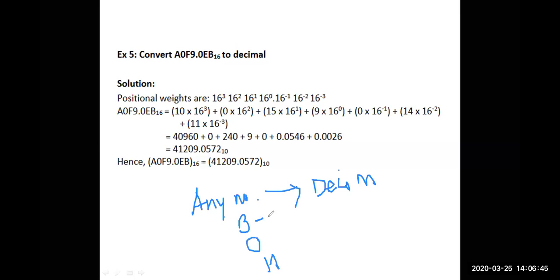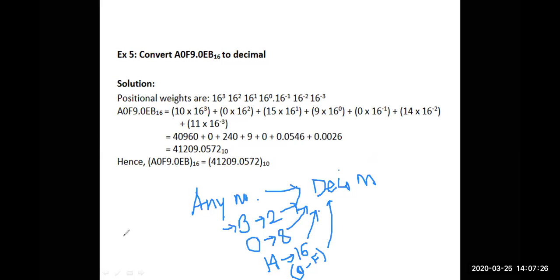For binary, there are only two symbols, so the base is 2. For octal, we have 8 values, 0 to 7. And for hex, we have 16 digits from 0 to F. So we can convert all these types of numbers into decimal number. Remember, when we convert any number to decimal number, there is addition of multiplications. So how do you perform these multiplications? In binary case, the base is 2.